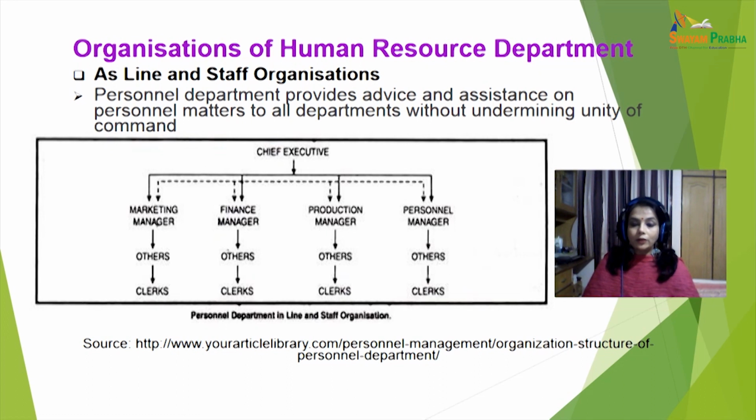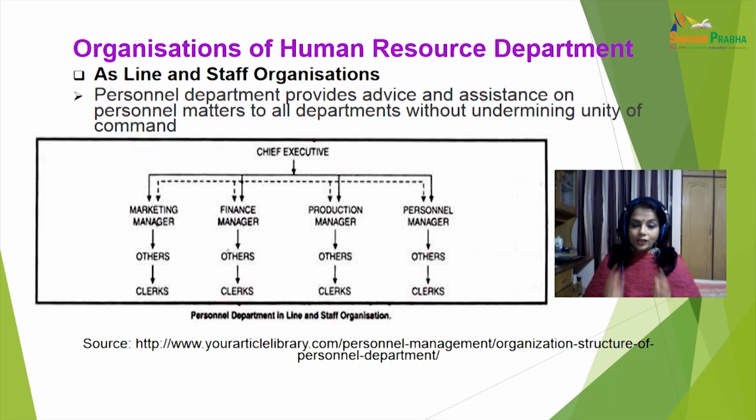Now, when we talk about HR department as a line and staff organization, we have discussed in the first module also, that for other departments, the personal department can act as a staff authority or staff function. That means it is giving advices and facilitating other departments. So personal department provides advice and assistance on personal matters to all departments without undermining unity of command. In the figure, you can see that line authority is shown by straight line and staff authority by a dotted line. This is the position of HR department vis-a-vis the other department as a staff department.